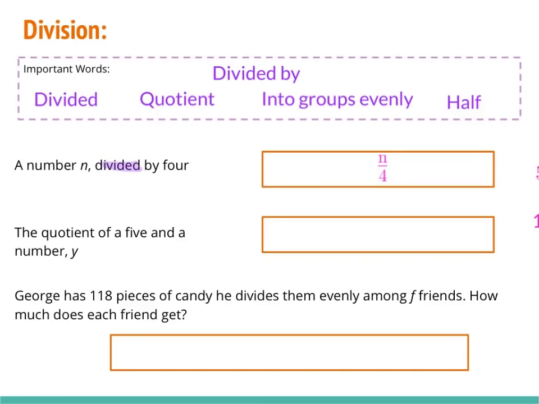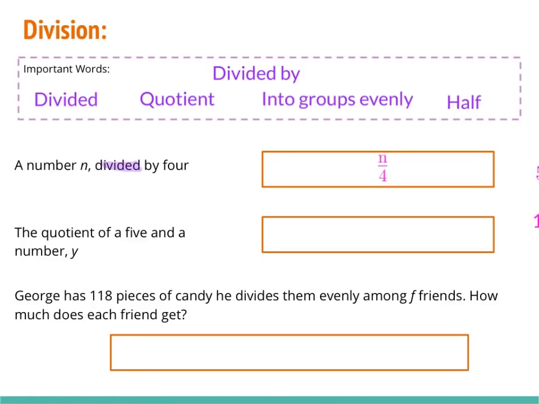So whichever number I see first, that is the numerator. That's very important to remember. So whichever number comes first is the number that is the numerator. So in this case, I saw n first, so n is the numerator divided by 4.